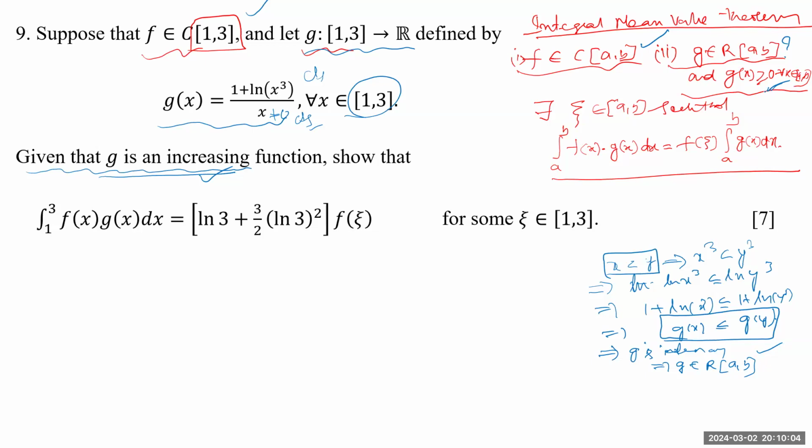Once all conditions are satisfied, then by the integral mean value theorem, the integral from 1 to 3 of f(x) g(x) dx is equal to f(xi) times the integral from 1 to 3 of g(x) dx. So what is the g(x)? If it is monotonically increasing, what is the value of this one?